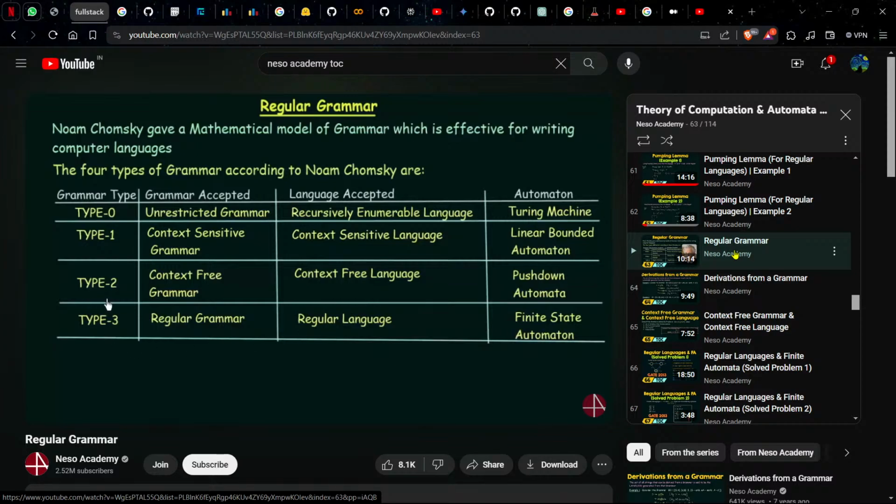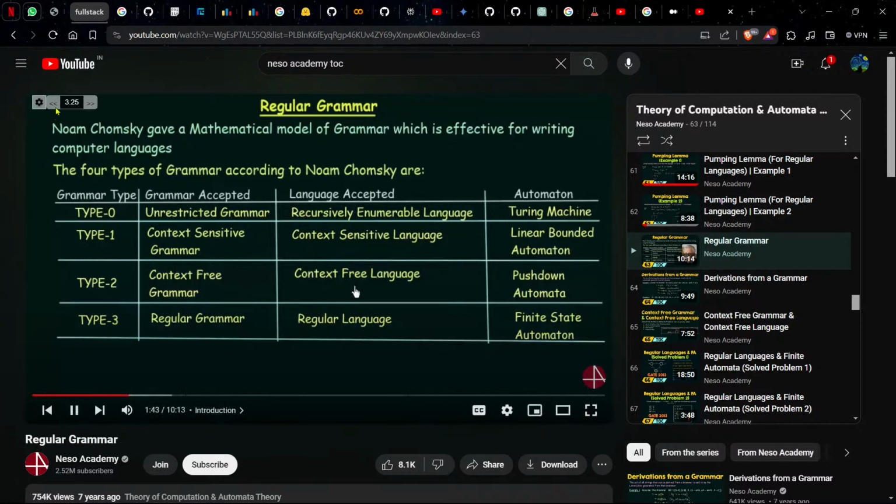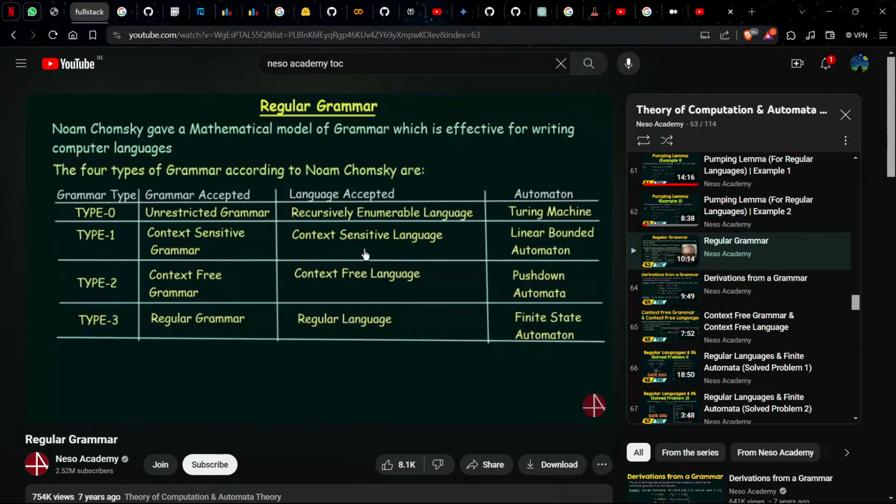Then we have type 2 grammar, in which the grammar accepted is context free grammar, and the languages accepted are context free languages, which we will be studying in the following lectures. The automaton used for designing this is the pushdown automaton. Then we have type 1 grammar, in which the grammar accepted is context sensitive grammar, the language accepted is context sensitive language, and the automaton used is the linear bounded automaton. Then we have type 0 grammar, in which the grammar accepted is unrestricted grammar, the language accepted is the recursively enumerable language, and the automaton used is the Turing machine.